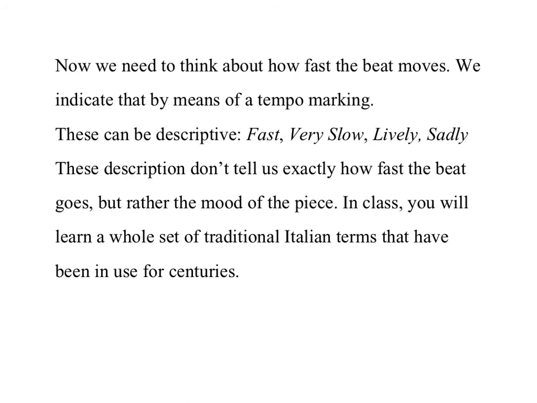Now we need to think about how fast the beat moves, because the beat doesn't have to go at the same speed in every piece of music. We can indicate how fast the beat moves by something called a tempo marking. These can be descriptive. We can start with something that says fast, or very slow, or lively, or sadly. These descriptions don't tell us exactly how fast the beat goes, but if it gives you the mood of the piece or describes roughly how fast it goes, you can judge for yourself as an interpreter.